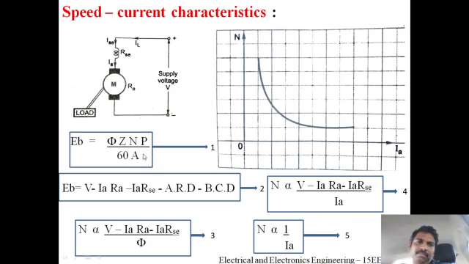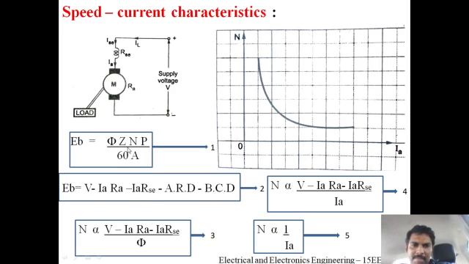So here, the back EMF can also be represented by EB is equal to V minus IA RA minus IA RSC minus ARD minus BCD. By putting KVL, if you observe this particular circuit diagram and apply KVL for this particular loop, I will get EB is equal to V minus IA RA minus IA RSC minus ARD minus BCD. ARD represents armature reaction drop, BCD represents brush contact drop. Already we have seen. In the shunt motor also, we applied KVL and established this type of equation.